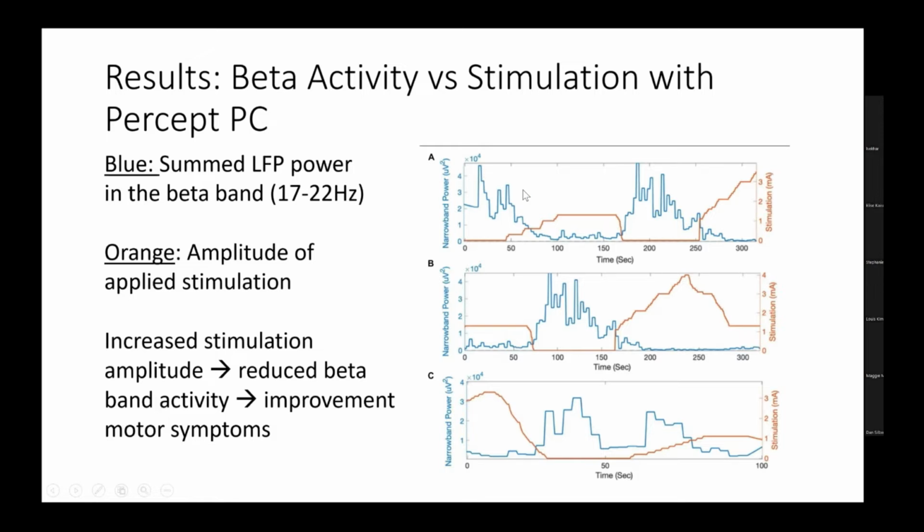In blue is that integrated beta band power, versus in orange the applied stimulation in milliamps. And we can see that as we ramp up the applied stimulation above roughly 1 milliamp, we see a concomitant reduction in the integrated beta band power in blue.